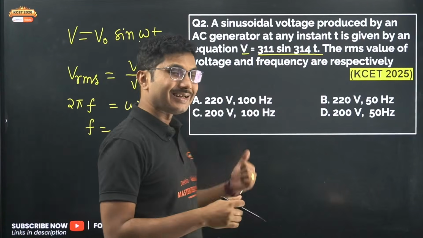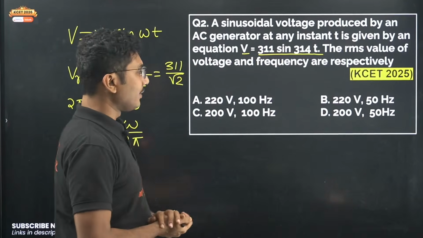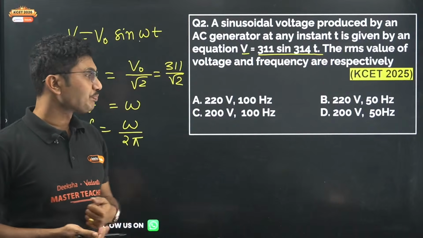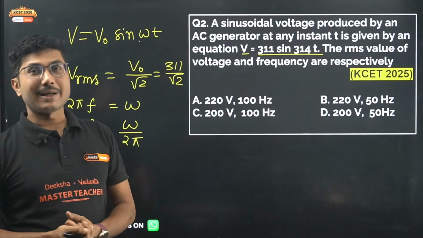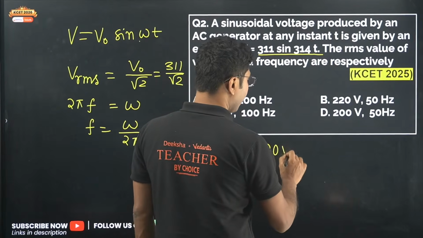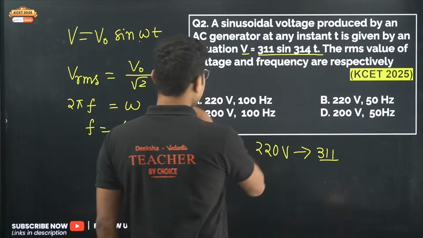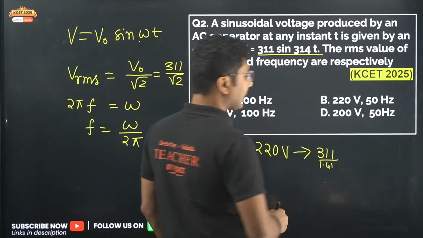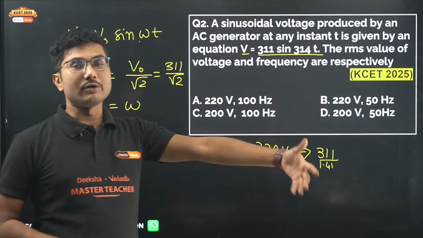311 by root 2, very interesting value. We have said multiple times that when 220 volt is our power supply, the peak value of 220 volt is 311. So if you divide it by root 2, that is 1.41, you will get that 220 volt. You can calculate it, but if you remember it, it will be much easier.